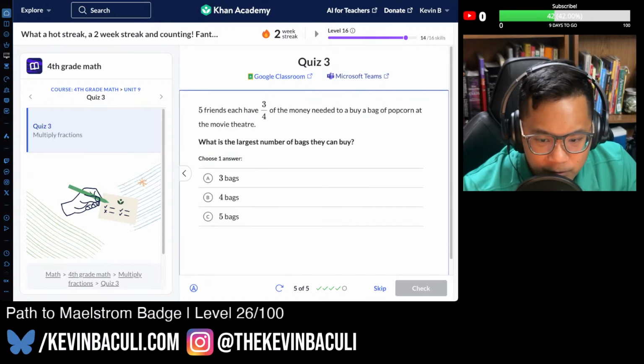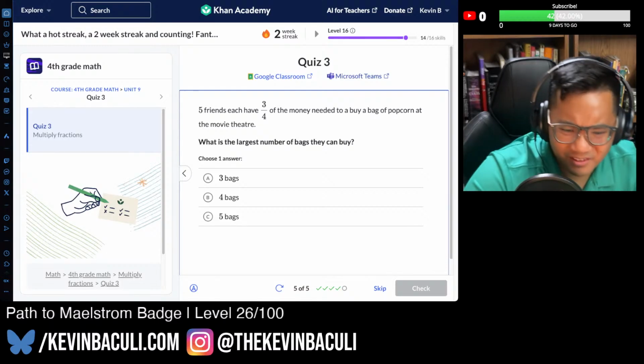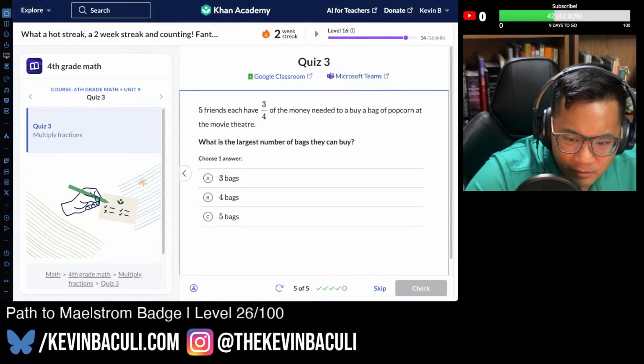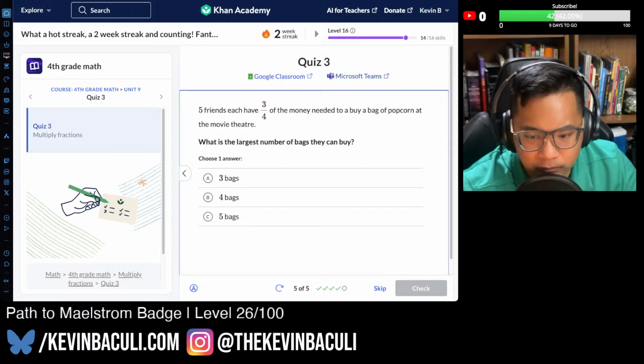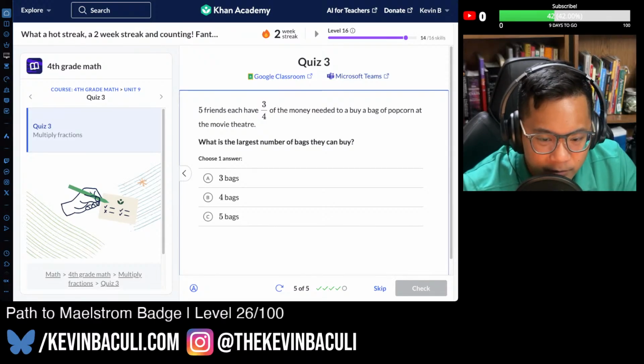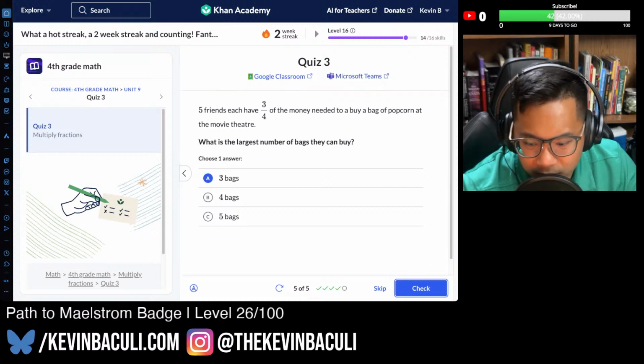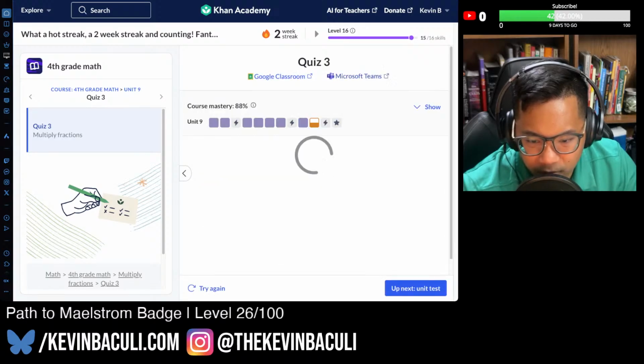5 friends have 3/4 of the money they need to buy a bag of popcorn at a movie theater. Wait, what? 5 friends have 3/4 of the money they need to buy a bag. Each have, okay. 15. 3 bags. Yep, there we go. We got it.